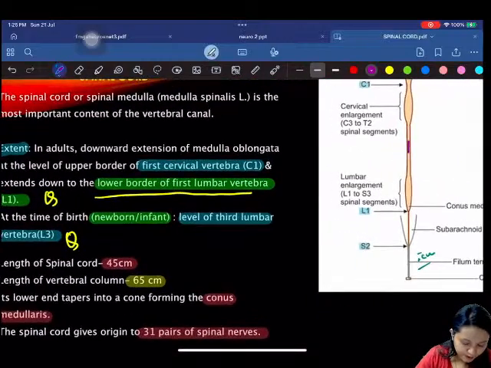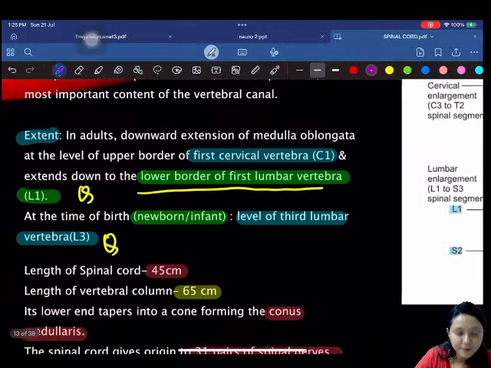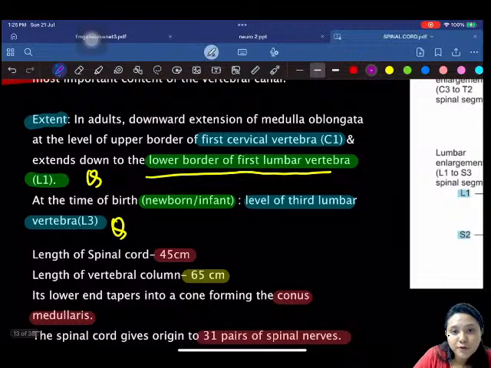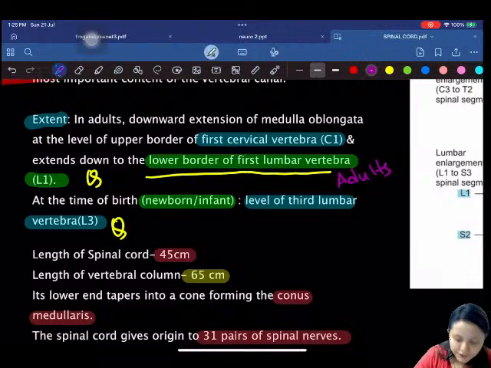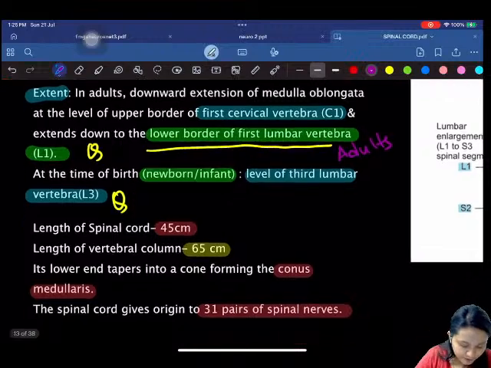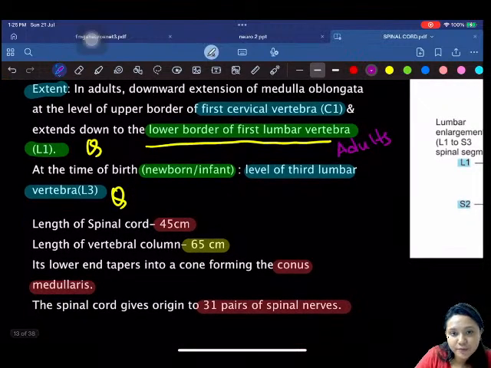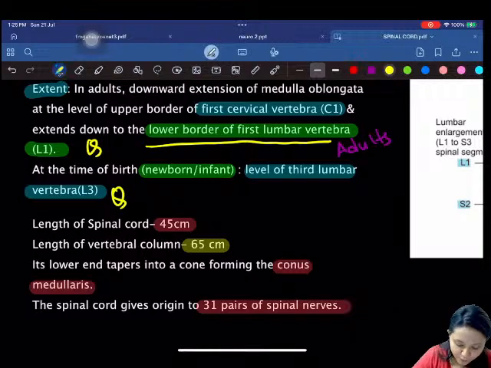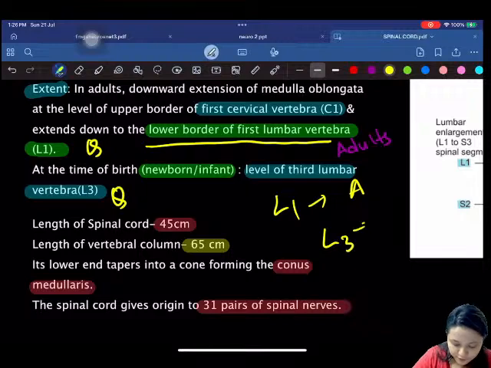So you can see that this is the extent of the spinal cord. Very important question: it ends at the lower border of the first lumbar vertebra in adults. And in children it is at the level of the third lumbar vertebra. So you have to know also about the length of the spinal cord. It is 45 cm. The length of the vertebral column is 65 cm. The lower end is known as the conus medullaris and it has 31 pairs of spinal nerves. So for adults it is L1, and it is L3 for children.